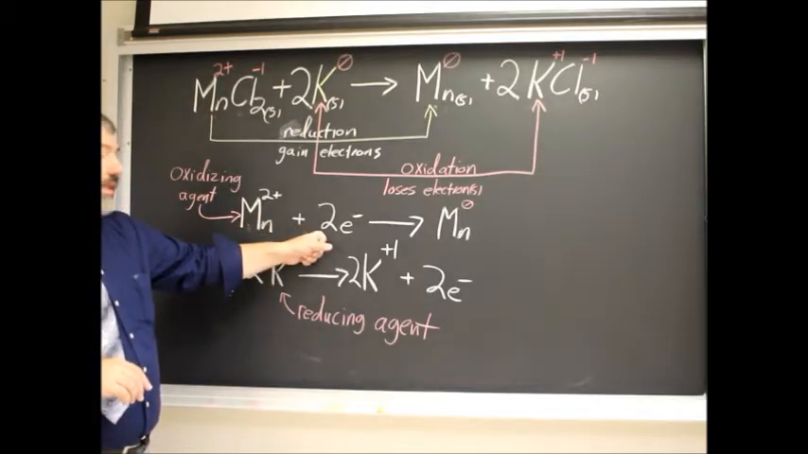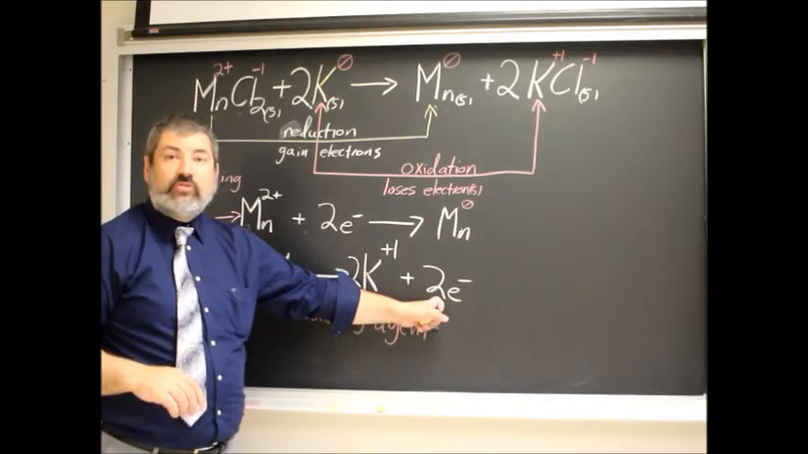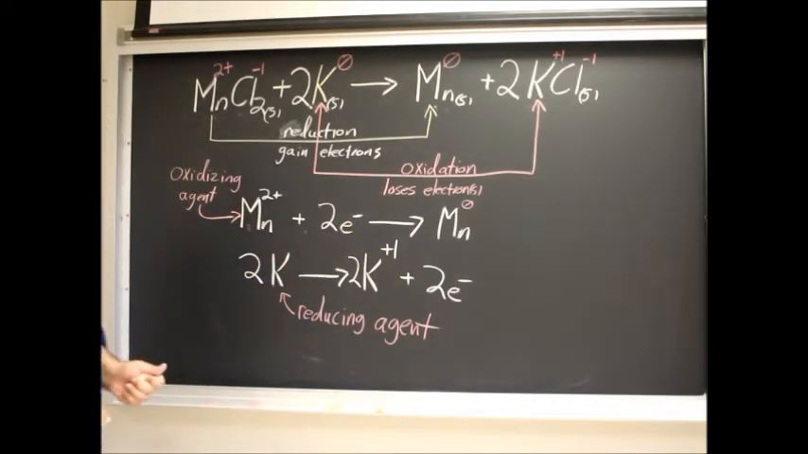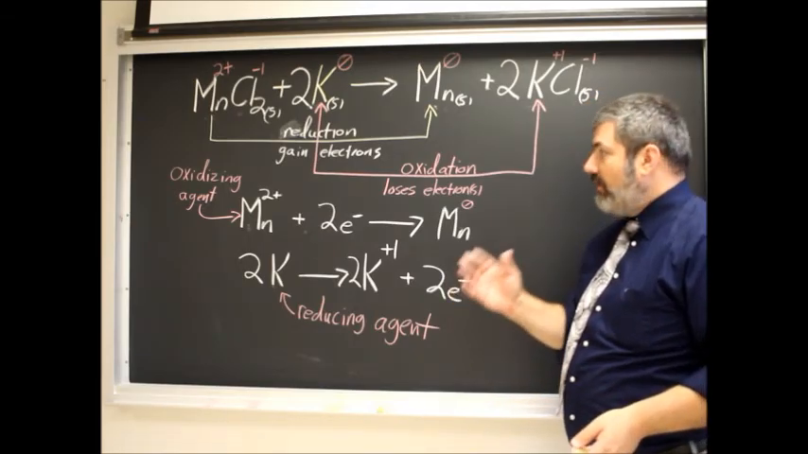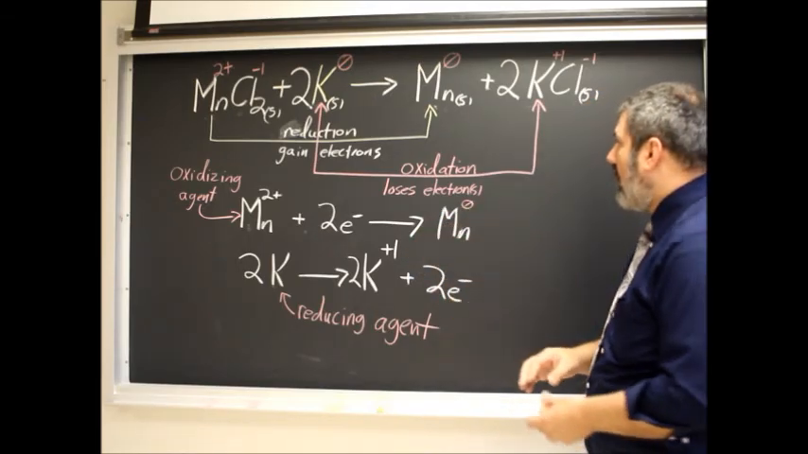If somebody's gaining 2 electrons, something has to be losing 2 electrons, and vice versa. So that's something to always keep in mind as you're looking at a redox equation, that the number of electrons being transferred, gained and lost, must be identical.